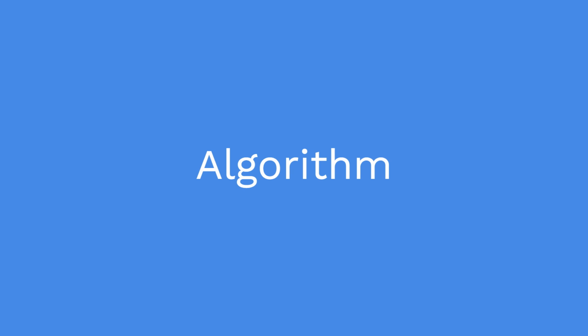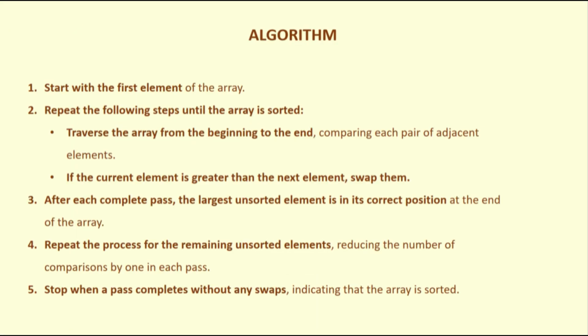Let's see an algorithm. Let's break down the bubble sort algorithm step by step for you. Step 1, we start with the first element in the list. This will be our starting point. Step 2, now, we repeat the following steps until the entire list is sorted. We go through the list from beginning to end, comparing each pair of adjacent elements. If we find that the current element is bigger than the one next to it, we swap them.